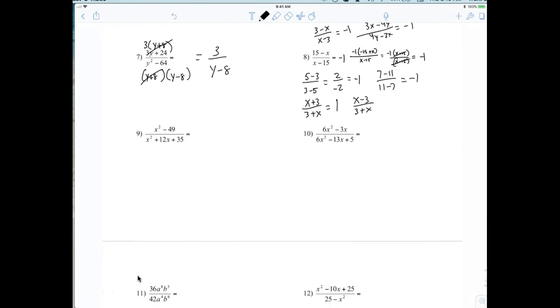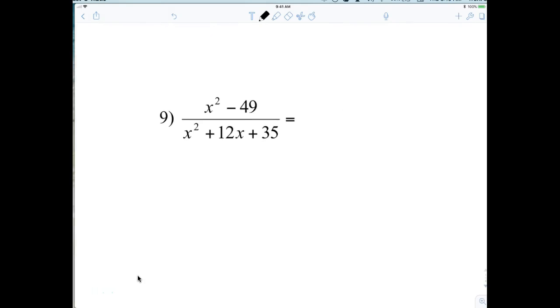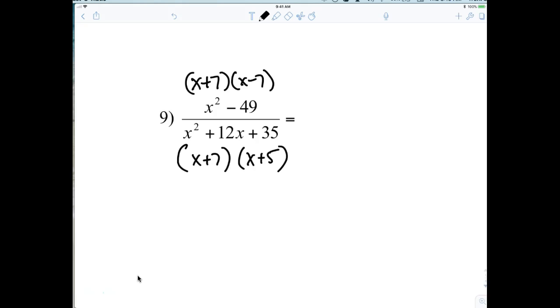Alright, here we go. Factoring, number 9. The top factors to what? X plus 7 times x minus 7. The bottom factors to? Good job. X plus 7, x plus 5. So what happens to the two x plus 7s? Connor, are you with me? Yeah. Alright. And so I end up with x minus 7 over x plus 5.